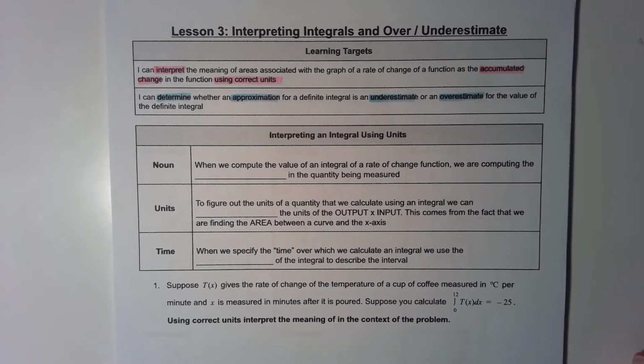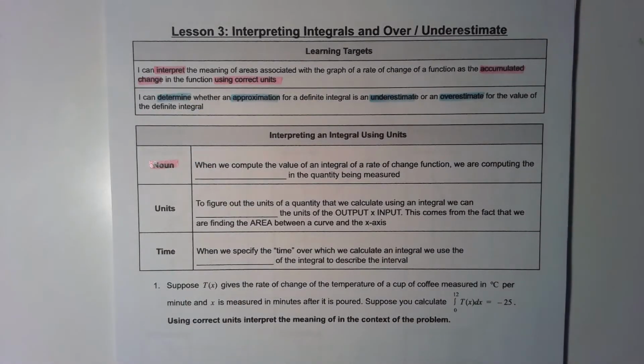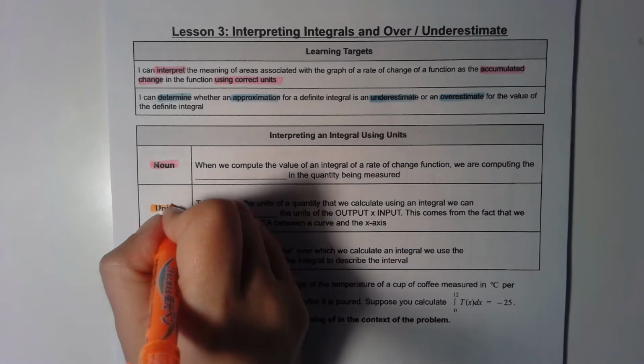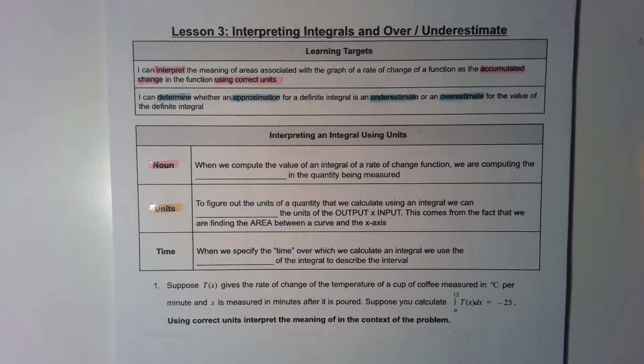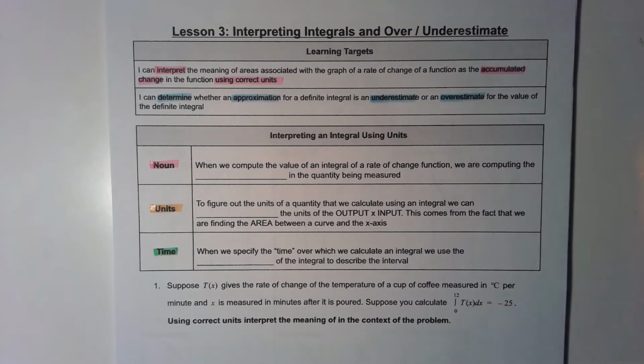Just like when we learned how to interpret derivatives, we said a derivative is telling you the rate of change of a function at a specific moment in time. We need to know how to interpret the integral using correct units. When we learned how to interpret a derivative, we said there were three pieces to the interpretation. There's the noun, so what is it actually finding? There's the units, so what are the units of measurement? And then there's the time. So noun, units, and then time. And we said the abbreviation here is NUT. It's all in a nutshell. So how do you interpret in a nutshell? You use the noun, the units, and the time.